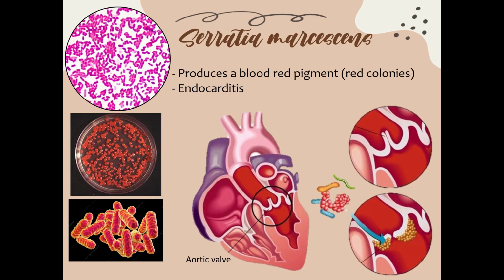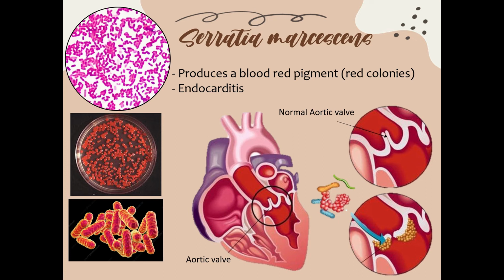Serratia will produce a blood red pigment when grown on agar. It causes endocarditis. Endocarditis is a life-threatening inflammation of the inner lining of the heart chamber and valves. This lining is called the endocardium. Endocarditis is usually caused by an infection. Bacteria, fungi, or other germs get into the bloodstream and attach to damaged areas in the heart.